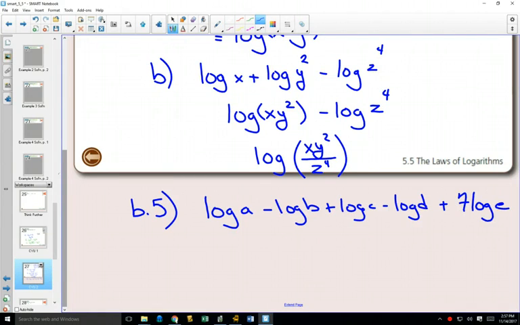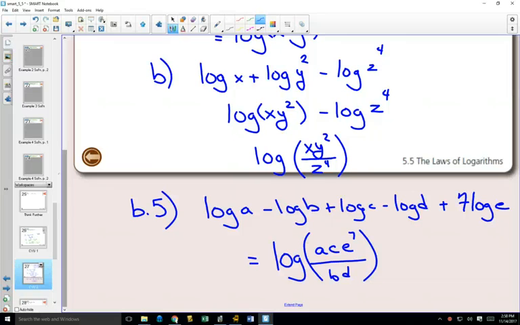Okay. And we're going to do it in one step. So as a single log, it's going to be log. There's going to be a fraction here because we have some minuses. And in the end, whichever logs are positive, so that'll be our log A, our log C, and our 7 log E, those A, C, and E to the 7 will all appear in the top of your fraction, and B and D will be on the bottom.